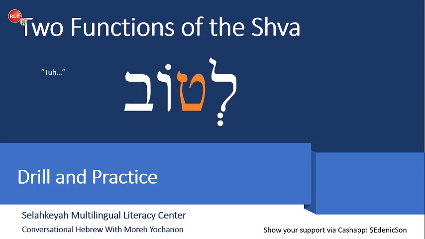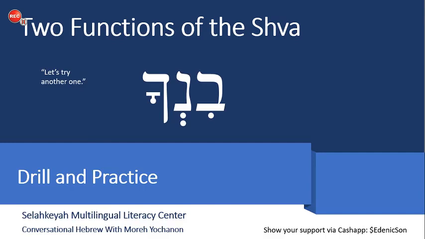T, O, T, O. Let's put it all together. Tov, Le, Tov, Le, Tov, Letov. Very good. Let's try another one.